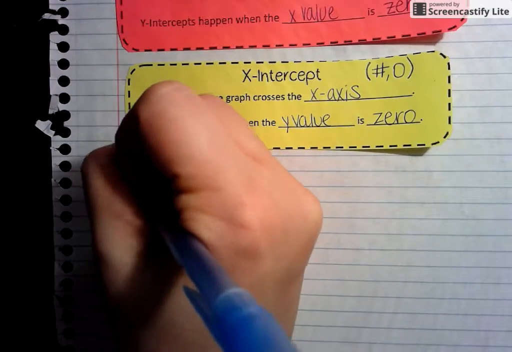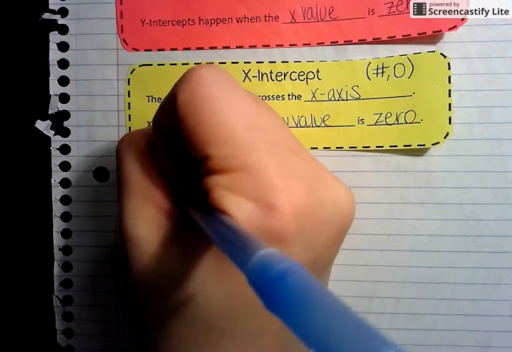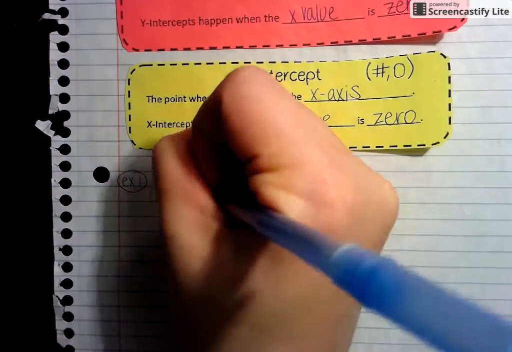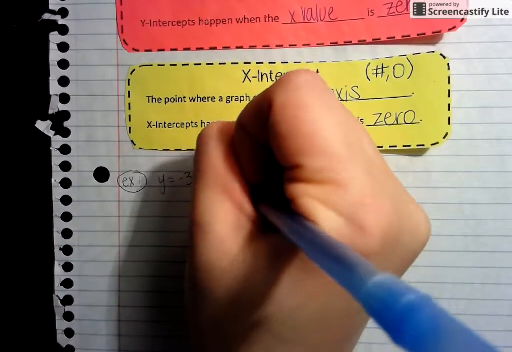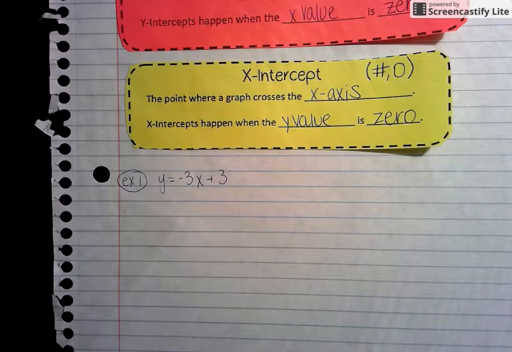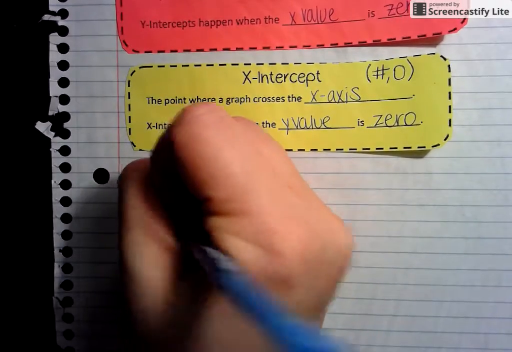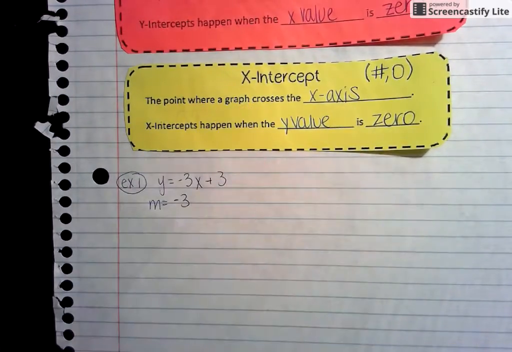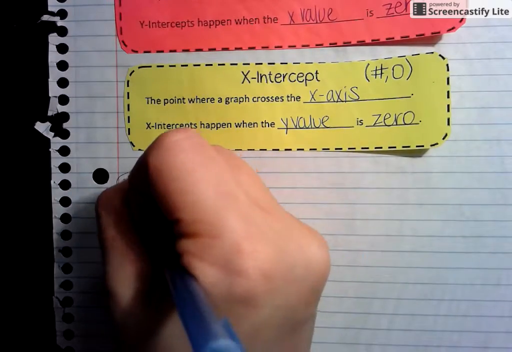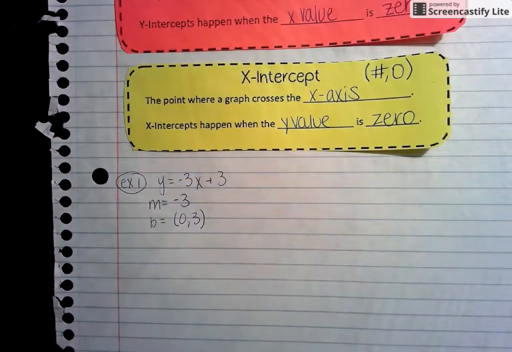So for example, if I have y equals negative 3x plus 3, this is in slope-intercept form, which helps me easily see the y-intercept. I notice that my m value is negative 3, and my y-intercept, which is my b value, is going to be 0, comma 3.